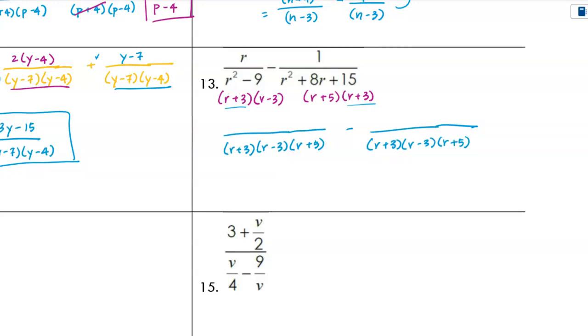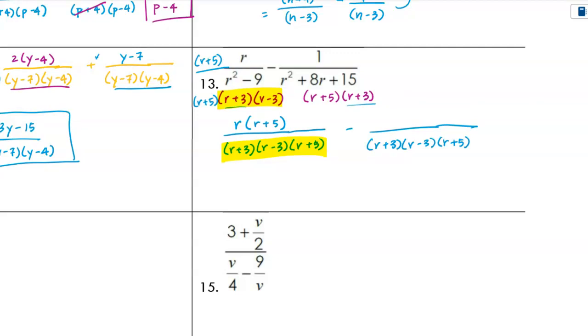Okay, what's missing when you compare the two? The r plus 5 factor is missing. So it's going to be r plus 5, and then you're going to multiply the denominator by r plus 5. Notice that the denominator looks exactly the same now. So we have r times r plus 5.